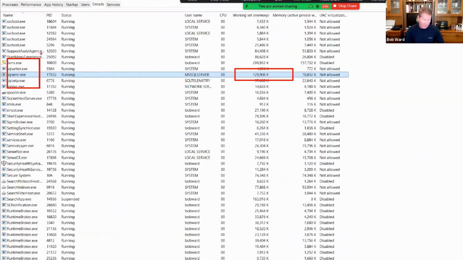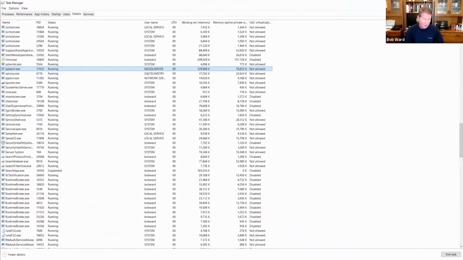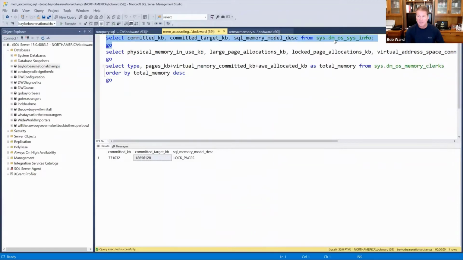The way you can tell that is you would go into Management Studio and run this query right here against OS sysinfo, and I can see how much I've committed, which again is like this 800 meg. Here's 17 gig, that's the target, and I'm using the locked page model. SQL detects that and tells you, without a look at the error log, what you're using. I can also see other things in DMVs to find out.